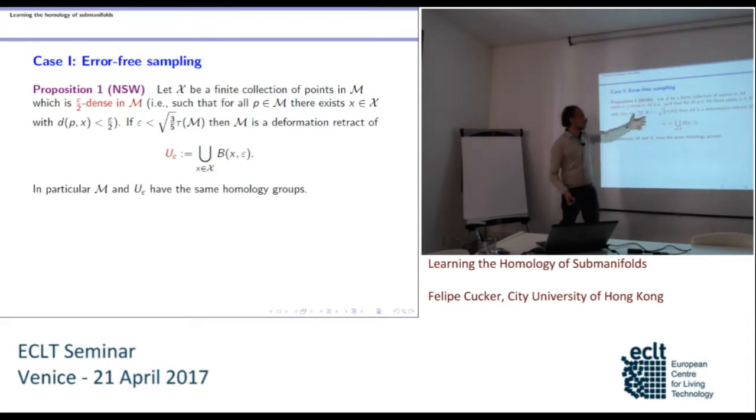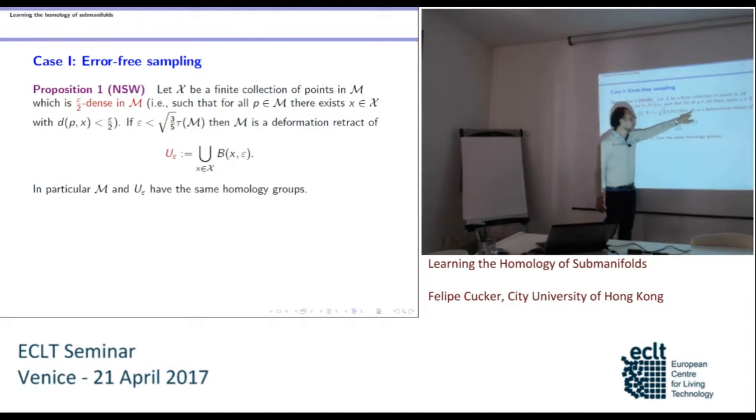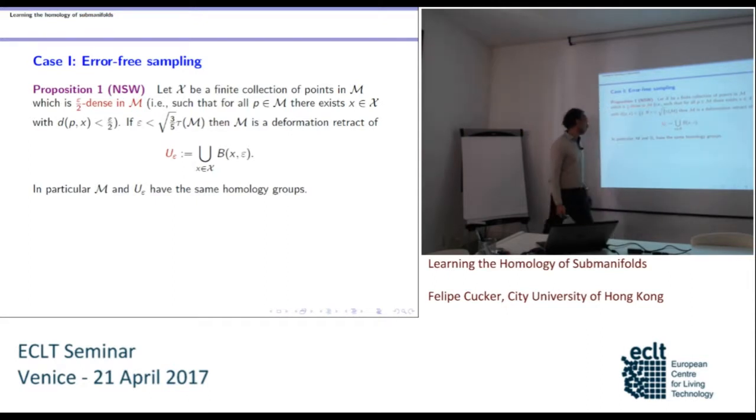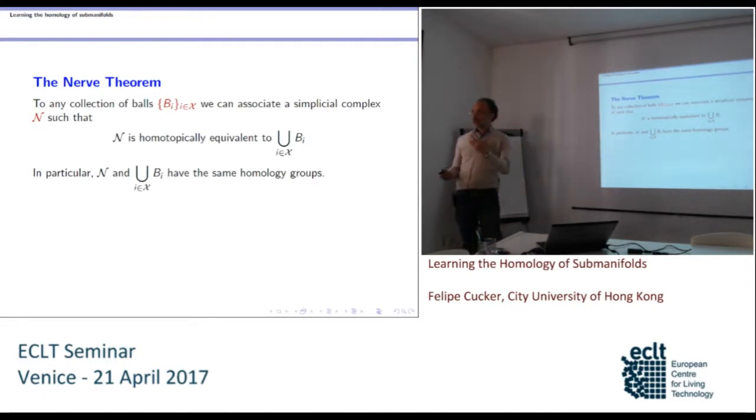given my X and my epsilon, I can compute this, and once I compute this, I can compute the nerve, and when I compute the nerve, I can compute the homology groups of the nerve. The homology groups of the nerve are exactly the same as the homology groups of M, because M has the same homology groups as U epsilon, which has the same homology groups as the nerve, and the homology groups of the nerve I can compute. It's a combinatorial thing. I somehow abandoned the very continuous geometry, and I am doing something called combinatorial geometry, which is easier.